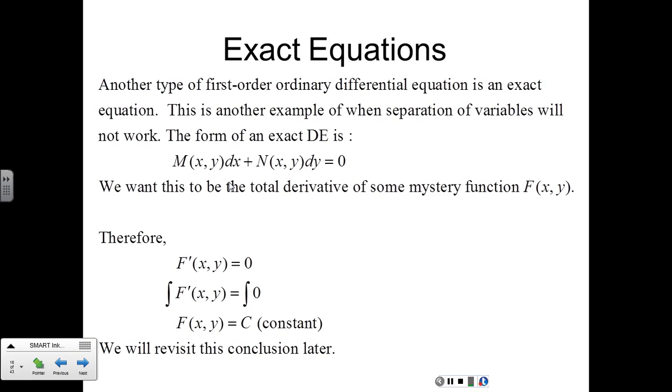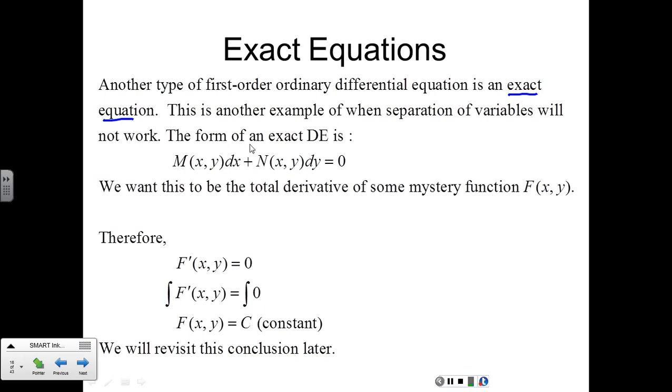You guys kind of did something like this in Cal 3 when you had to determine whether a vector field was independent of path. You had to find a function, a conservative vector field, or a potential function. This is not even related to that same concept, but it's very related to the process of how we did it. Another type of first order ordinary differential equation is an exact equation. So that's what we're looking at here. This is another example of when separation of variables will not work.